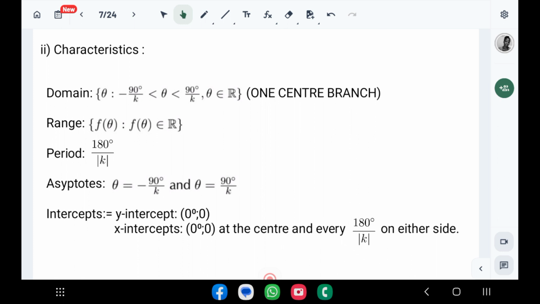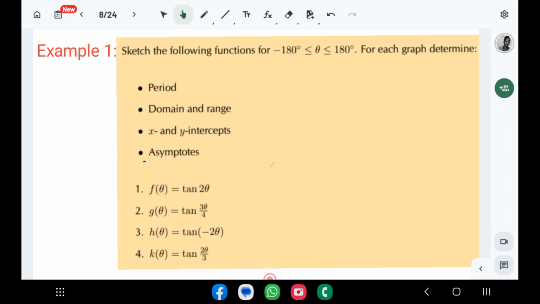So you look at where your asymptotes are, find the middle one right in the center, which is the origin, and then take it from there. Add whatever period applies for that function that you're working with to the right and to the left. You will figure out easily where your x-intercepts are. Now let's look at an example to illustrate what we've just learned.